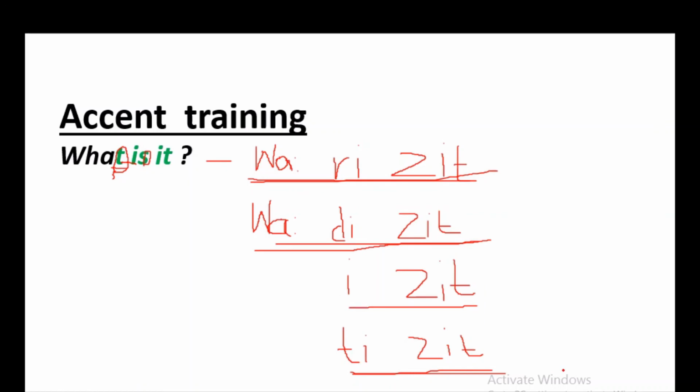Okay, this one, what is it? This one, even sometimes I find it very difficult to say. What is it? It's wasting my time, okay? All right, guys, I know it's going to be better for us.